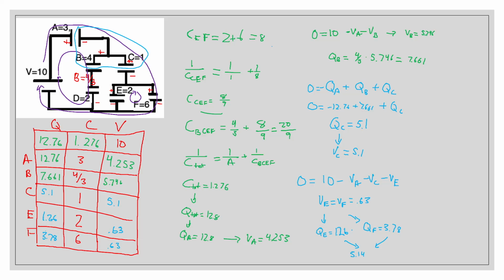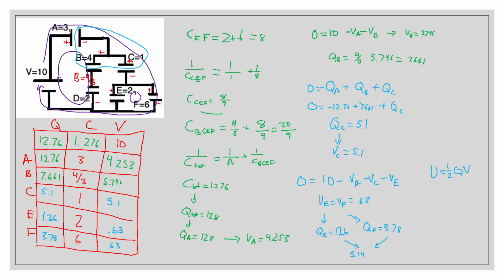Okay. Final thing to note about this is that the last thing I could ask you for is to find the energy stored in any of these capacitors. And remember that the energy storage of a capacitor is U equals 1/2 Q times V. So if you solve for the table, you'll get it.